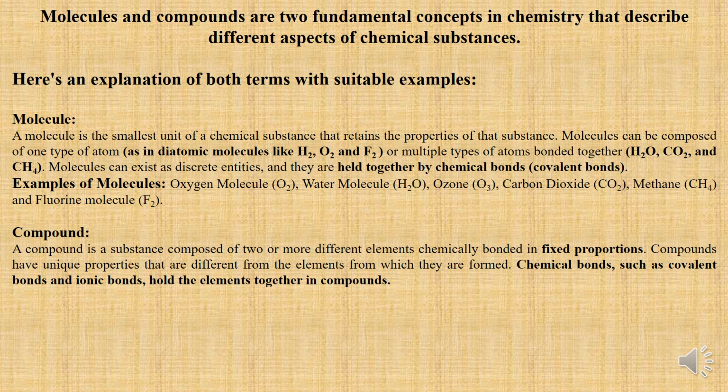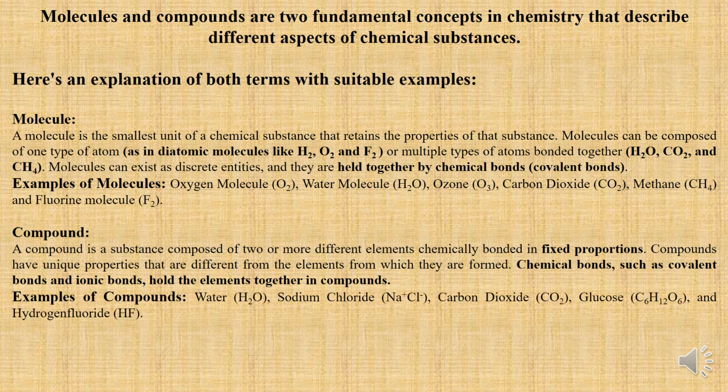In case of compounds, both covalent bonds and ionic bonds are involved, and these bonds hold the elements together in the compounds. When you observe the examples for compounds, you find that they are made up of different elements.